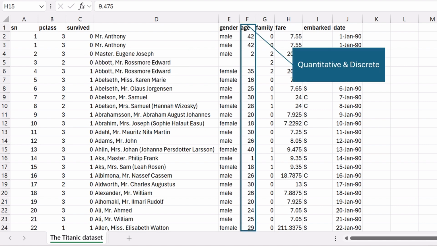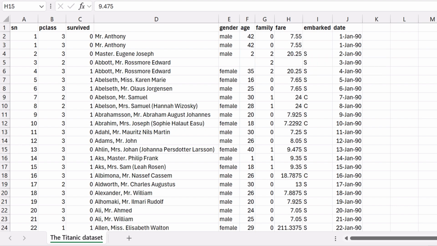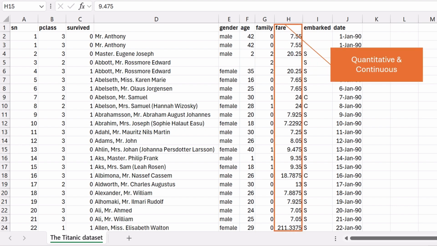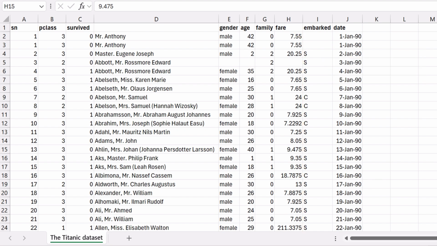Age is quantitative and discrete. It is usually counted in whole numbers. Fare is quantitative and continuous since it includes decimals. You see, identifying data types becomes easy once you understand the definitions.